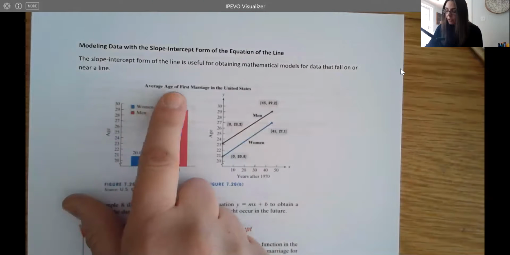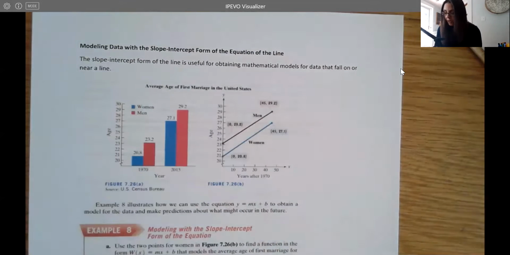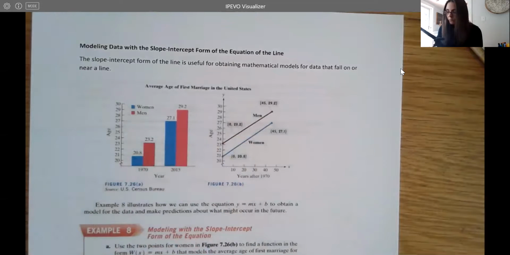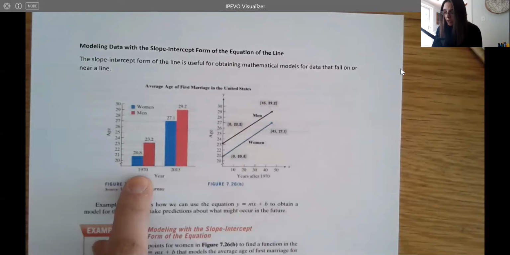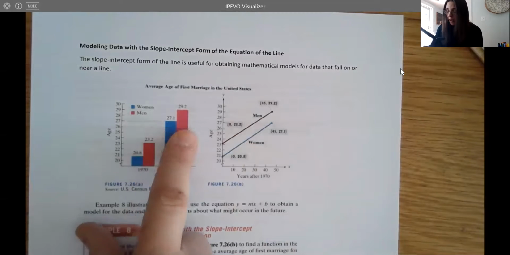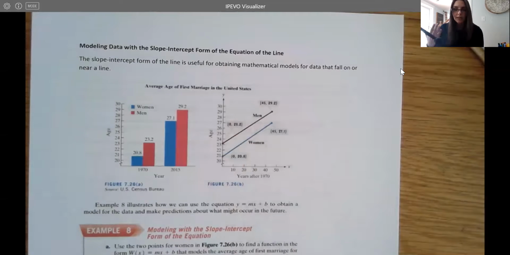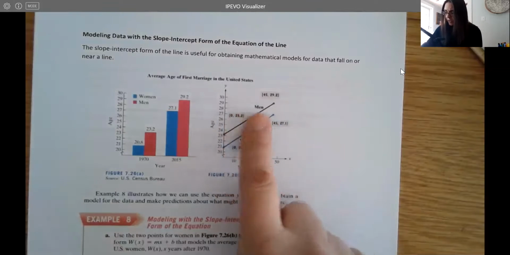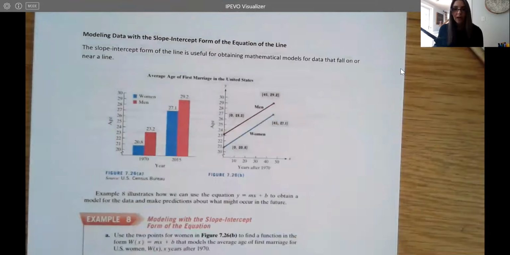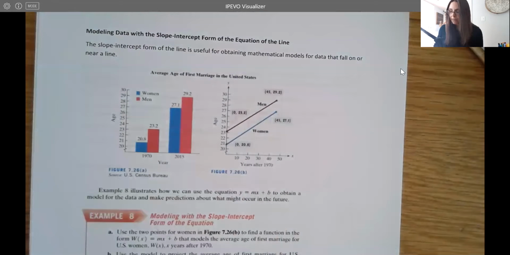So in this case, we're looking at the average age of a person's first marriage in the United States. Here, blue is women and men is in red. So in 1970, the average age of a woman's first marriage was 20.8 years old, and for a man was 23.2. In 2015, the average age of a woman's first marriage was 27.1, and for a man was 29.2. So again, you can see that change over time, that people are just getting married later. And then you have that same information here, although it's just given in a different format. So looking at a time series graph instead, a line graph instead of a bar graph.